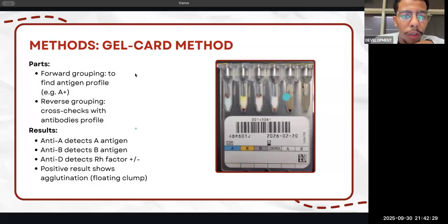Is everyone fine with this? Someone asked what it will look like if it's type O. If it's type O, both are going to be negative here, and both will be positive here for the reverse. So forward grouping will be both negative. A is negative, B is negative because it has neither A antigen nor B antigen. But because it has anti-A and anti-B antibodies, it's going to be positive in both the reverse grouping tubes. Okay?